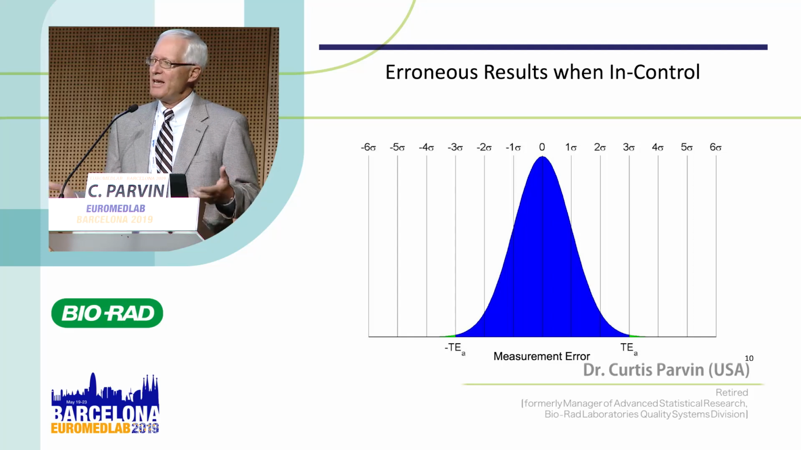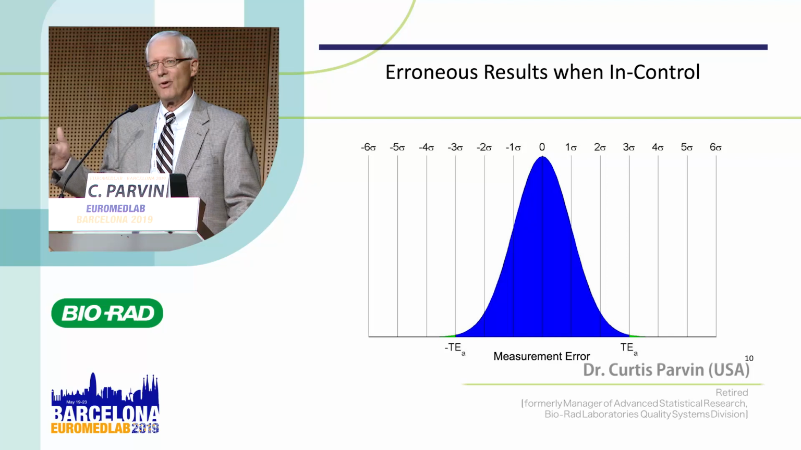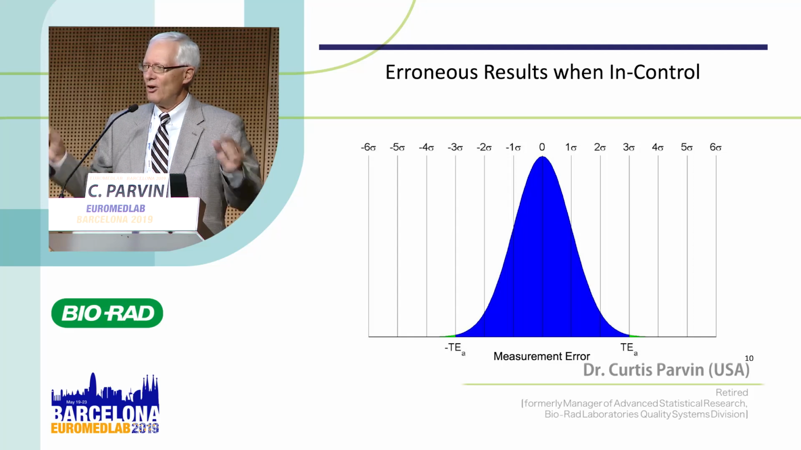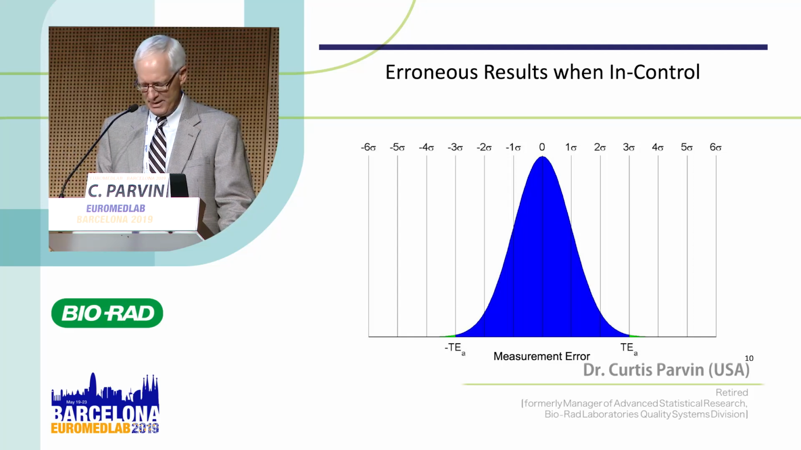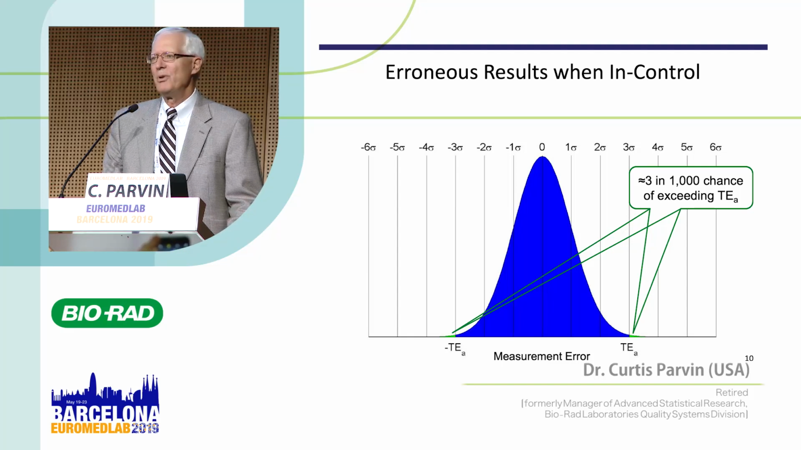When our process is operating in this in-control state, the way that we would determine the likelihood of producing an erroneous result would be to measure the area under this curve that's to the left of negative TEA and to the right of positive TEA, which is actually shaded in green in this figure, although there's so little of it you might not be able to see it. It turns out that there is about a 3 in 1,000 chance of exceeding the quality requirement if you're operating a 3 sigma process. So that's the way we would compute the probability of producing erroneous results for the in-control state.